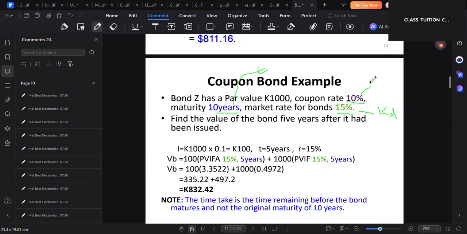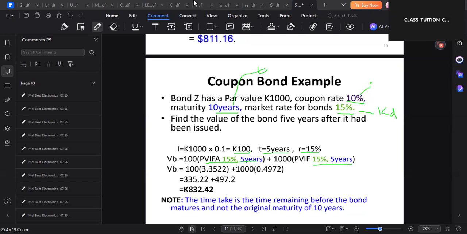So what's the job of the small i? To calculate the big I. So 1000 times 0.1, that's where the 100 is coming from, right? Times 5 years, the KD or the R is what? 15%. So we put our 100 here and 1000 there. Here we can use a table to calculate: here is the present value factor and the present value annuity.